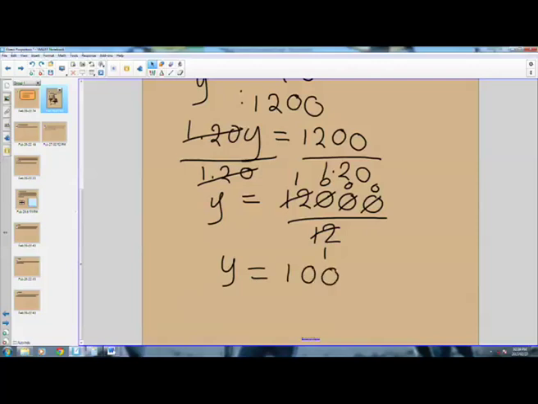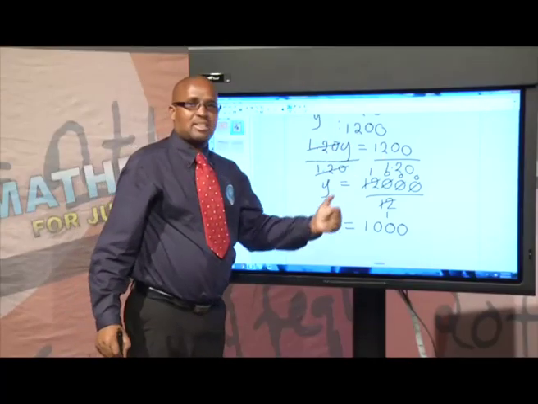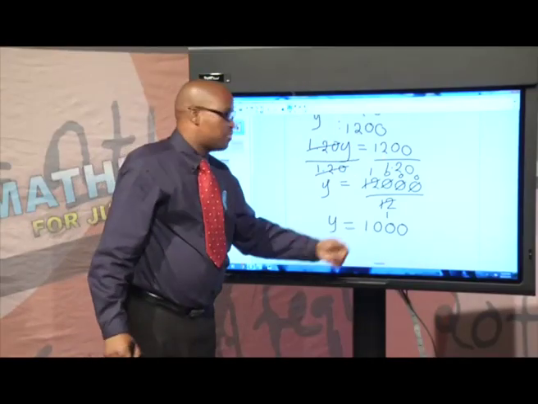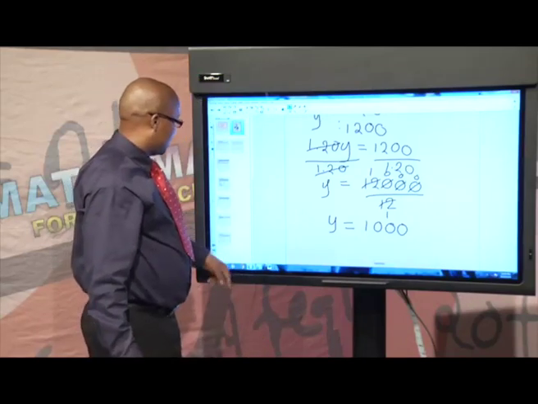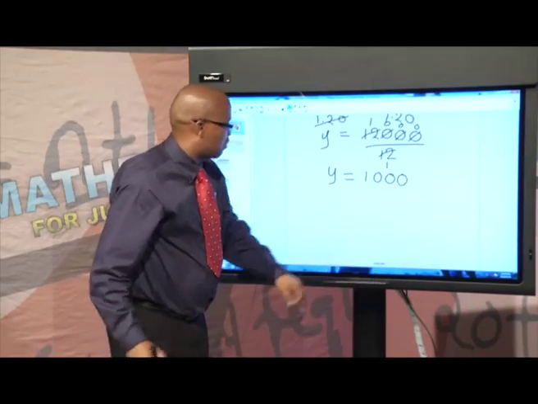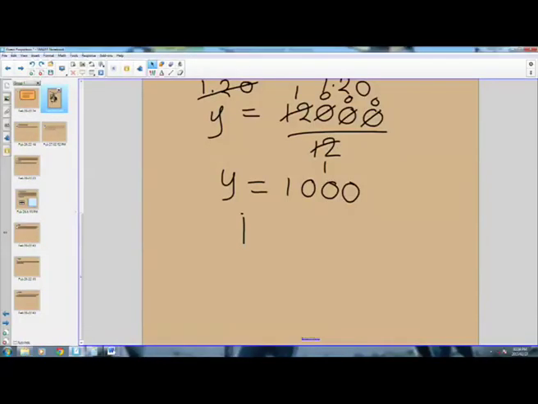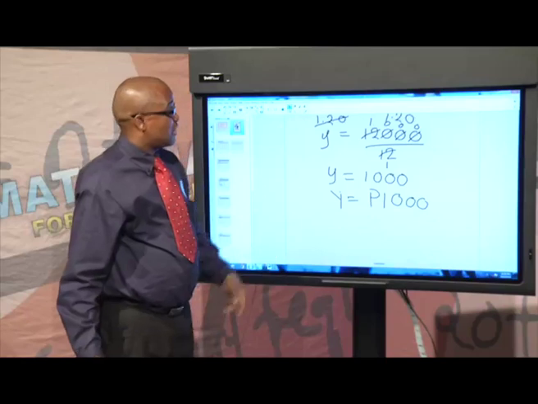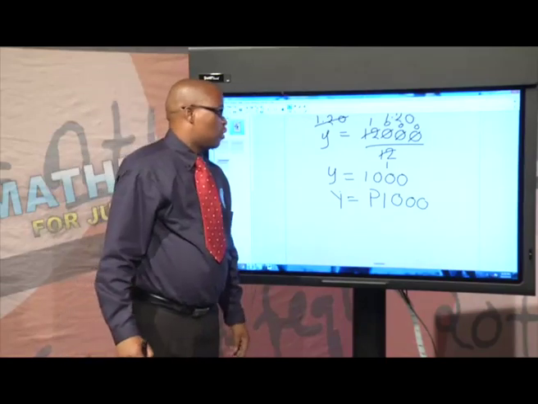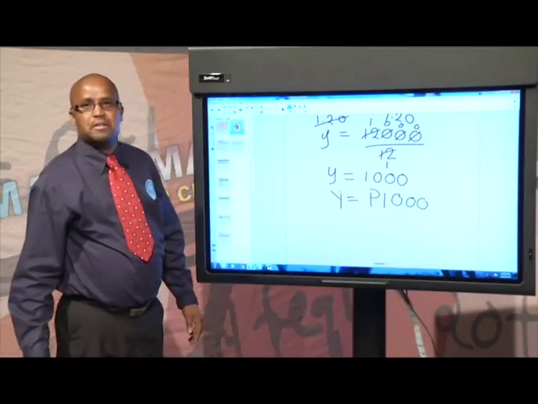This is simply saying 1,200 South African rands is equivalent to 1,000 pula. That is the exchange rate between the Botswana pula and the South African rands at that time, of course. So we are simply saying y will be equal to 1,000 pula. So at the end of the day, the 1,200 South African rands will equate to 1,000 pula. This is how we do it.